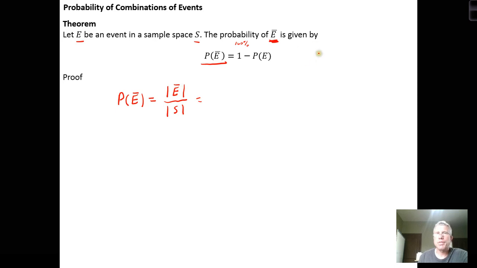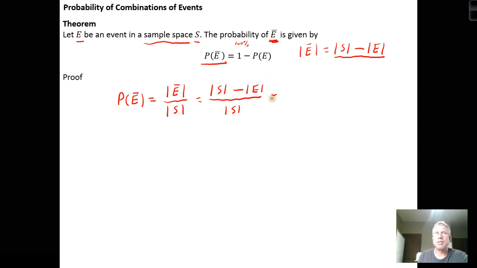Well, remember from set theory that if we have a universe of discourse, then the size of E complement is just going to be the size of the universe of discourse, the size of everything, in this case, in our sample space, because our sample space is our universe of discourse, minus the number of elements in E. So this was from set theory. So we could replace the size of E complement with the size of S minus the size of E, and this would be all over the size of the sample space.